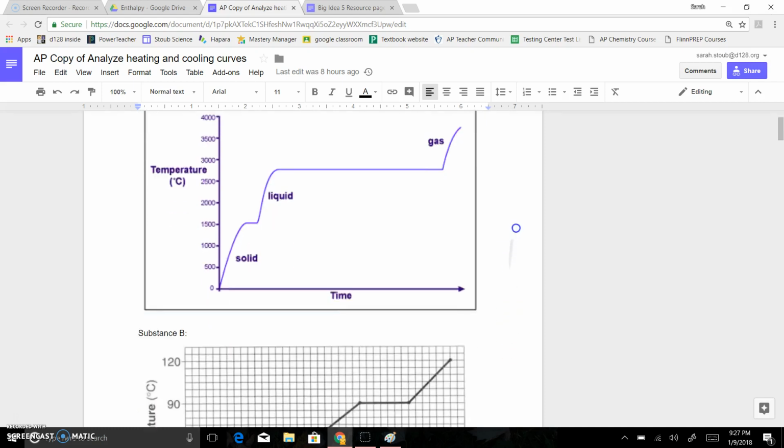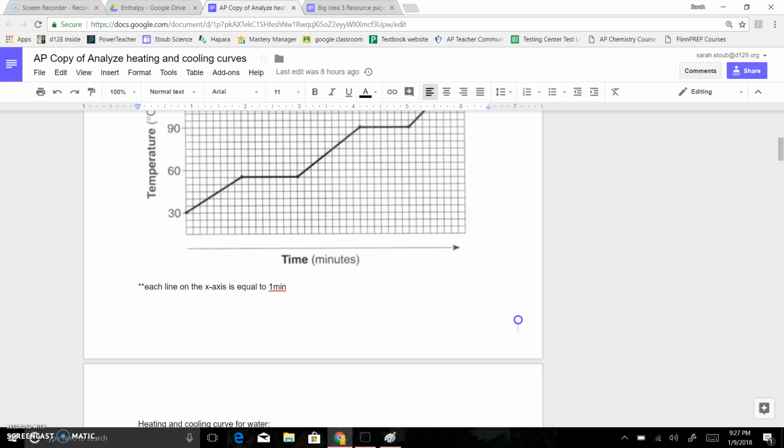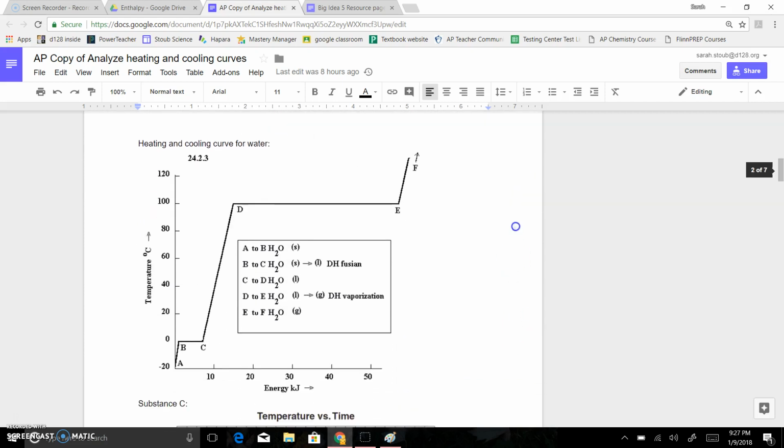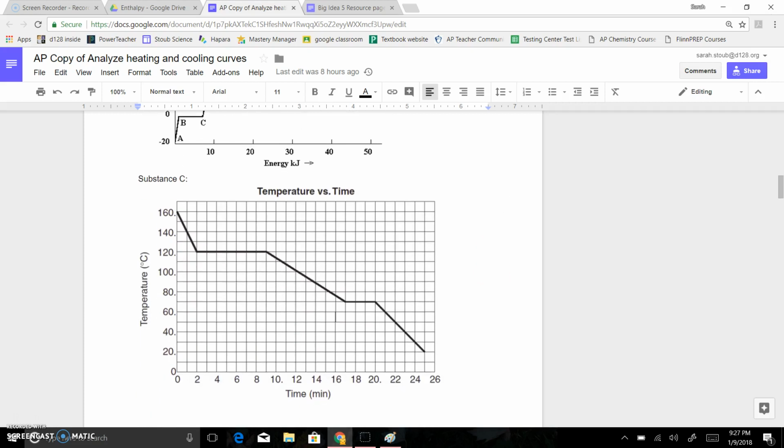So these first four things are examples of what heating and cooling curves look like. Now when you take a gander at them, you can see they all have that same shape. They go up, over, up, over, up. Or if you're going backwards, they go down, over, down. But they still have the slants and the flat parts.